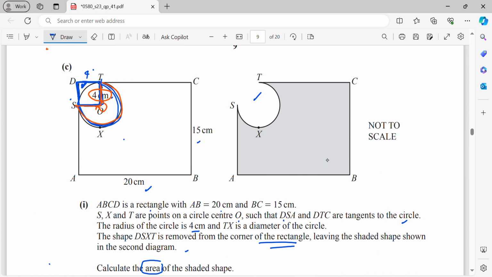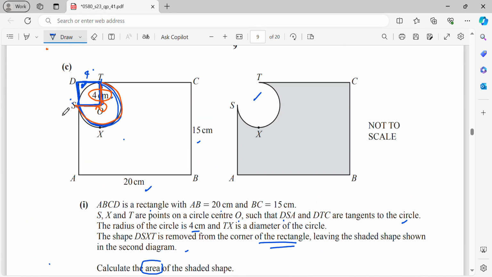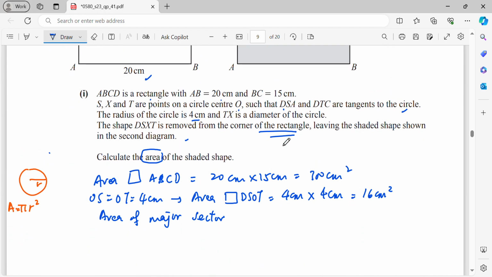of TSX, or I will say SOTX, alright, SOTX. That is 3/4 of the circle, so 3/4 of pi R squared. That means this is 3/4 times pi, I leave it in pi first, times my R is 4. So then you will get 12 pi centimeter squared.